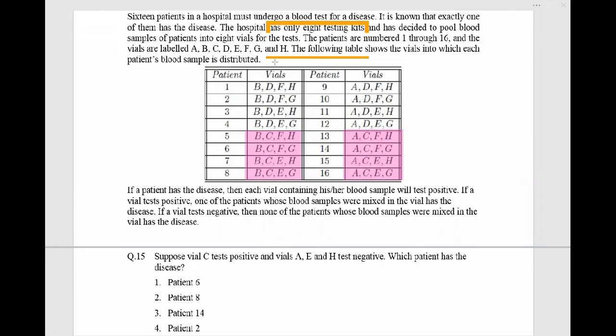As A is negative, I can remove all of this from the list, because if A was positive, then these 4 patients would have a possibility. A negative means all these patients are out of danger now. E negative, so these 2 are also not in danger. H negative, that means they are also not in danger. That means who's the possible patient? Only 6 is the possible patient. Option 1. Clear? Next one.